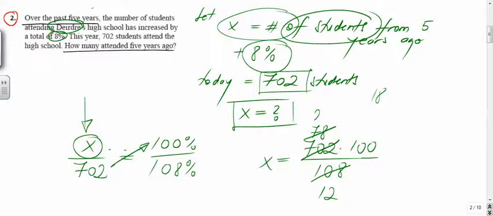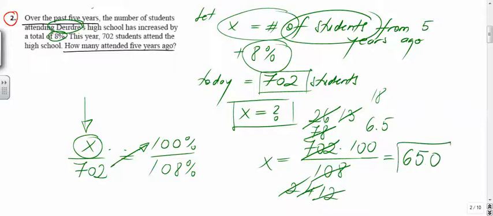3 goes in 7, 2 times. 2 times 3, 6. 3 goes in 18, 6 times. 3 goes in 12, how many times? 4 times. 26 divided by 2 is 13. 4 divided by 2 is 2. 13 divided by 2 will be 6.5, right? So the answer here will be 6.5 times 100, which is 650.